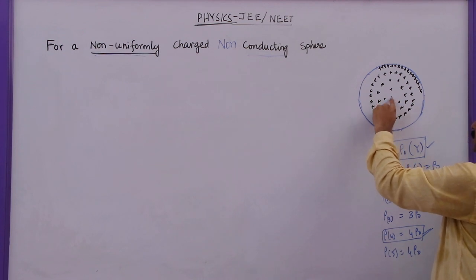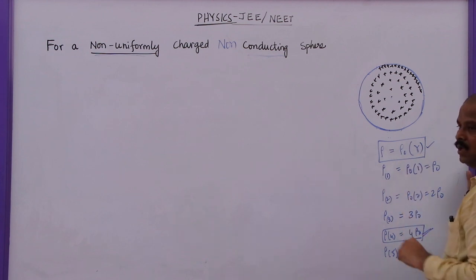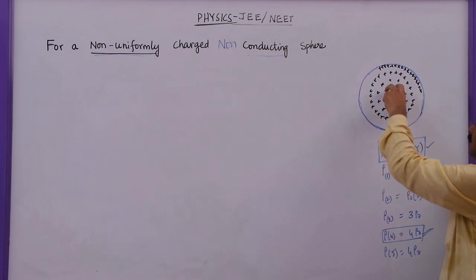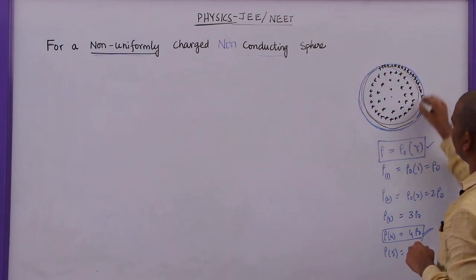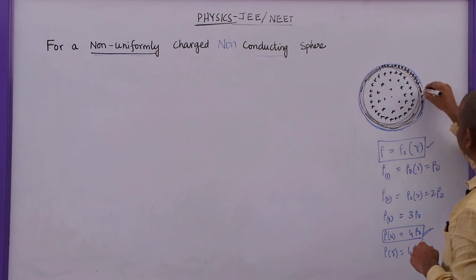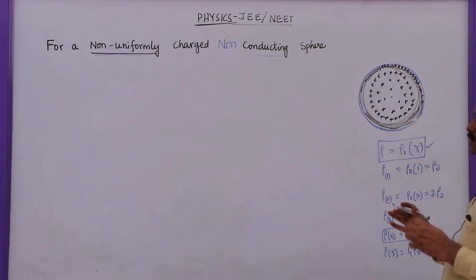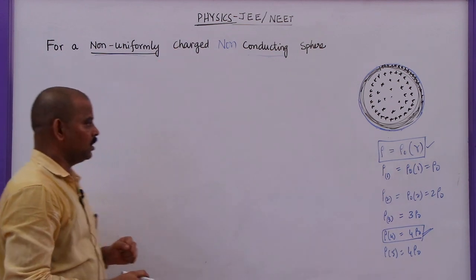From the center, if you move away, the separation between the charges is large, or throughout the volume less charge is available. After that more charge is available, and at the outer edge charge is most. So this is the meaning of a non-uniformly charged non-conducting sphere.